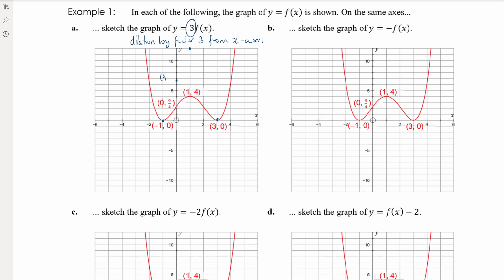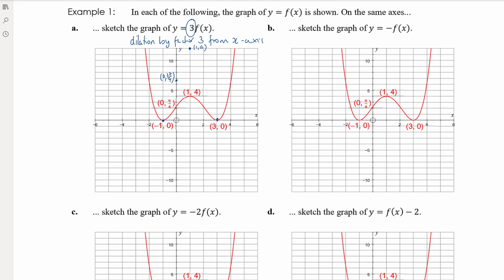This one was (1, 12) up here. Sorry, it's a bit crowded. And you could take another point. There's a few other points we can see here. This point looks like it's roughly at (4, 6). So tripling that would go to (4, 18). Okay, way off the charts. So you get a sense of what's happening.